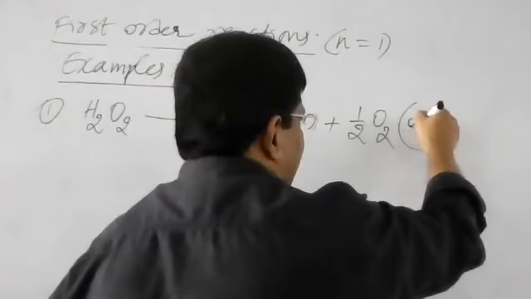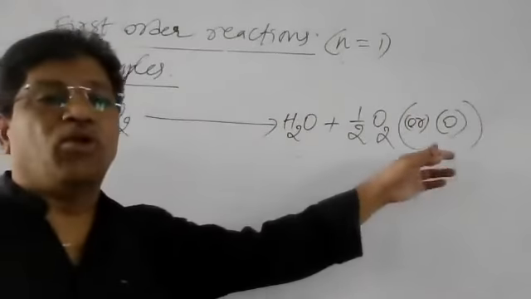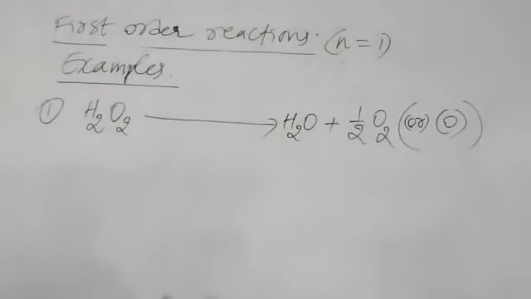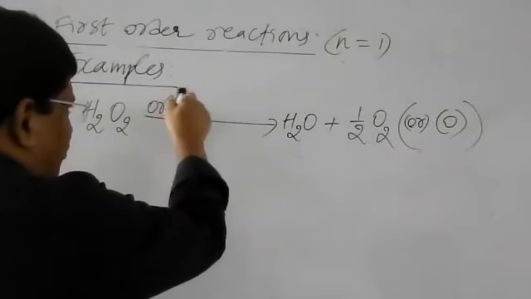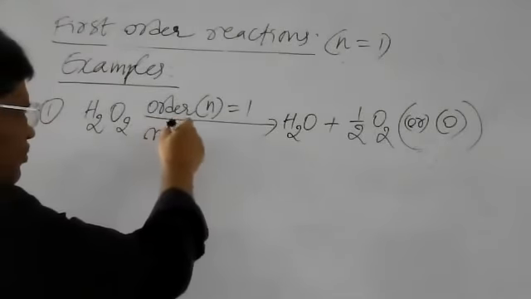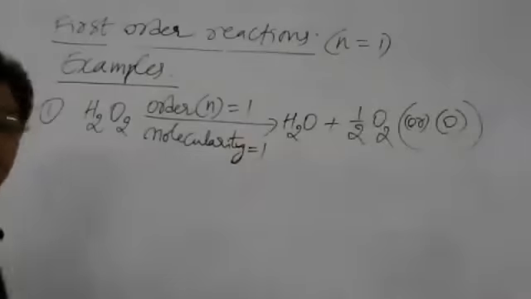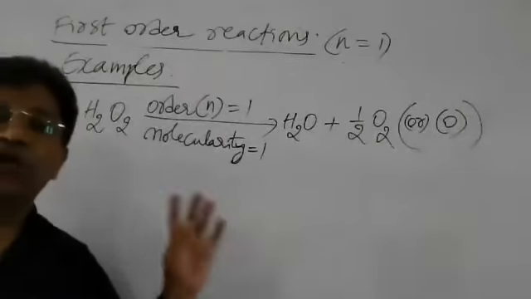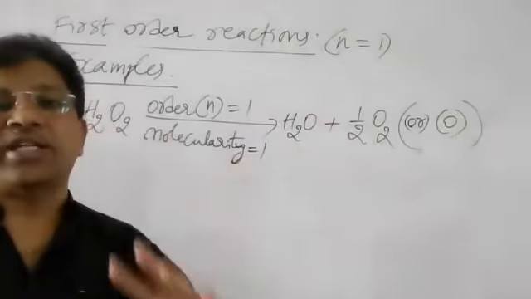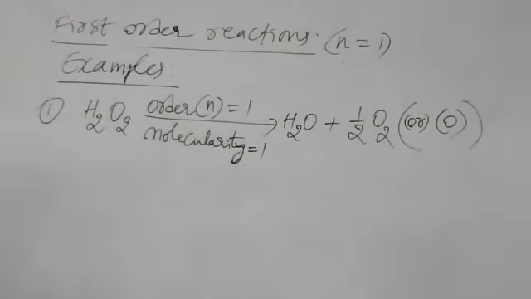This half O2 we can also write as O, nascent oxygen. Nascent oxygen O we can write within brackets, otherwise half O2 we can write. It is a first order reaction. So n is equal to 1, the order. Now what is the molecularity of this step? Molecularity also 1. Molecularity is 1, order is 1. Unimolecular reaction, first order reaction. It is an example of unimolecular and first order reaction. Okay.